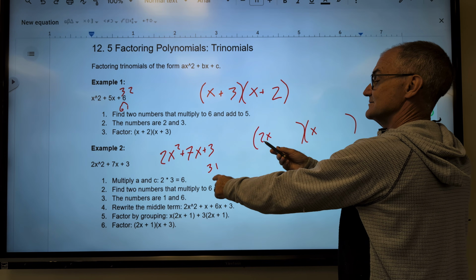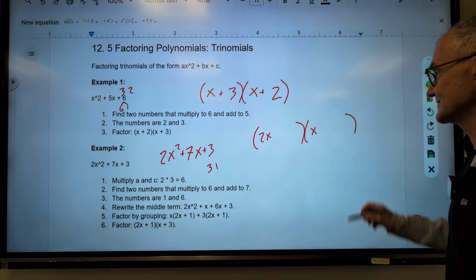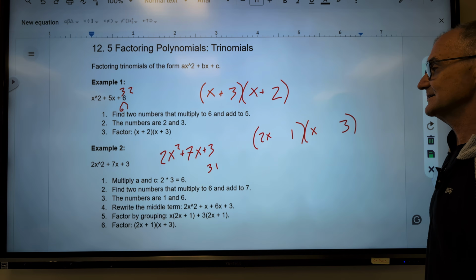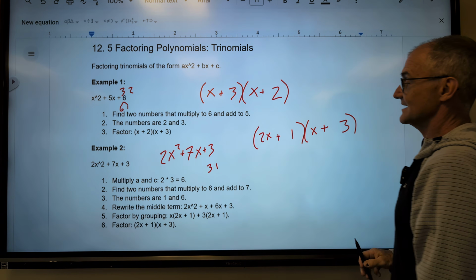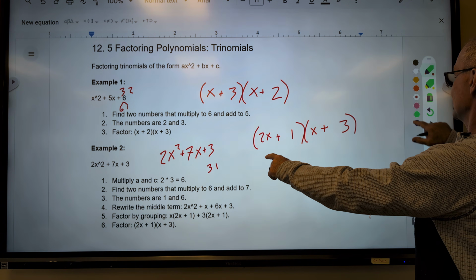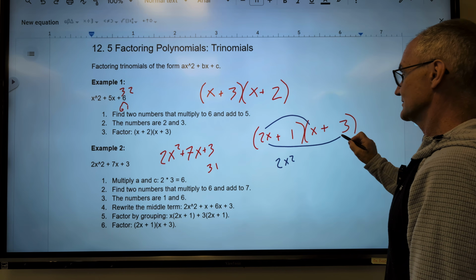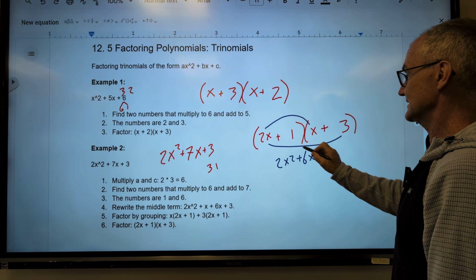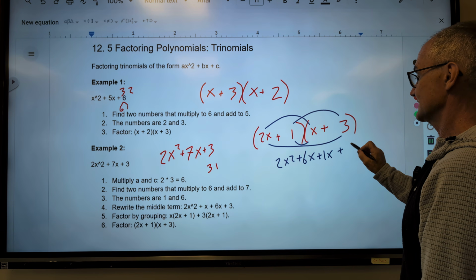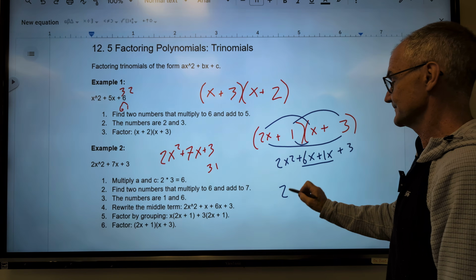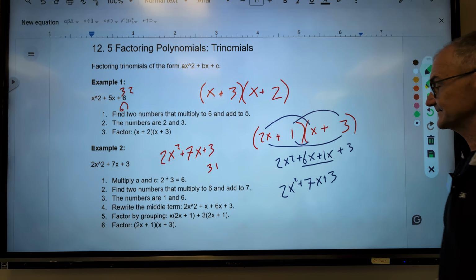So if I could couple that 2 and that 3 together to give me a 6, 6 plus 1 will give me that 7. So I can put that 3 there, a 1 there. They are all positive, so these are all positive. The check is to FOIL this thing out. 2x squared, outer, plus 6x, inner, plus 1x, last, plus 3, combining similar terms, 2x squared plus 7x plus 3.